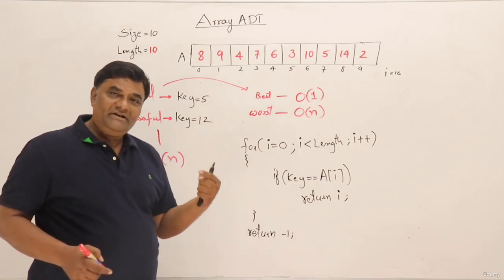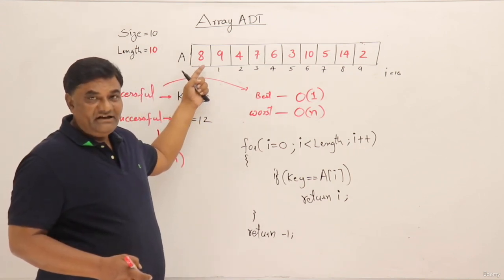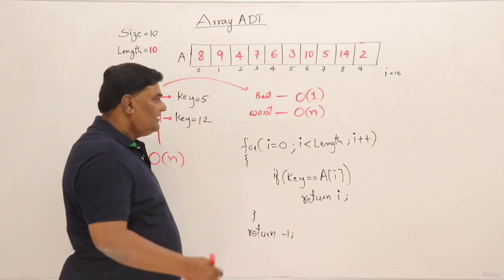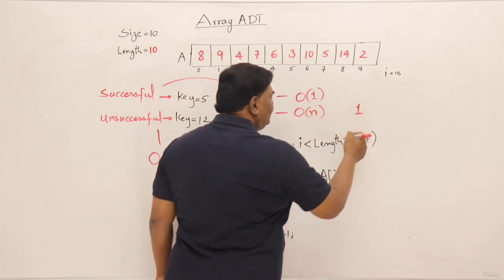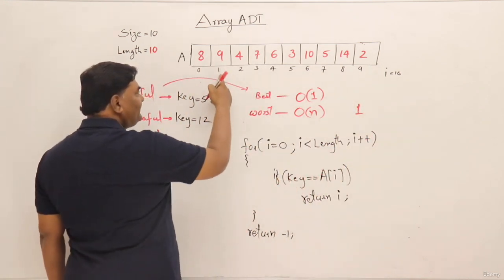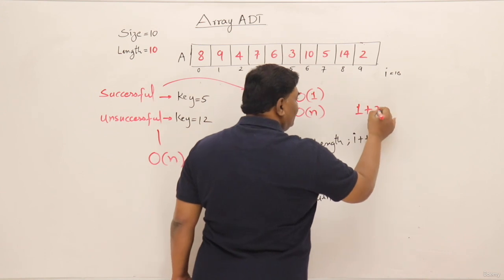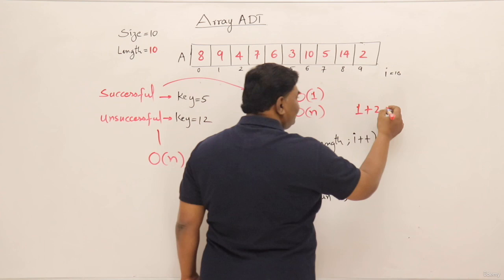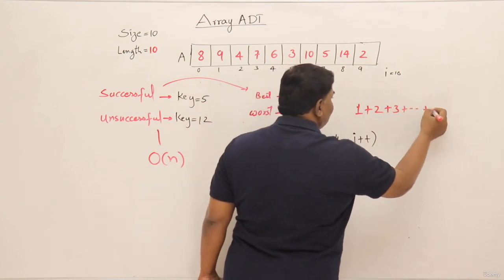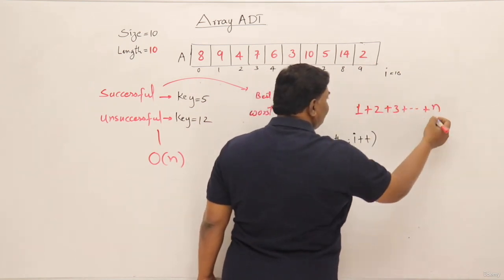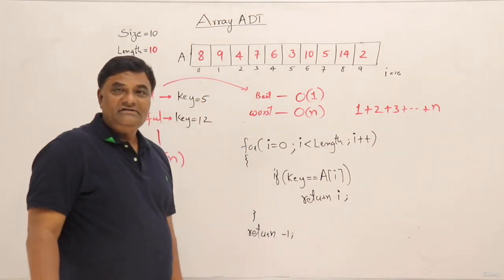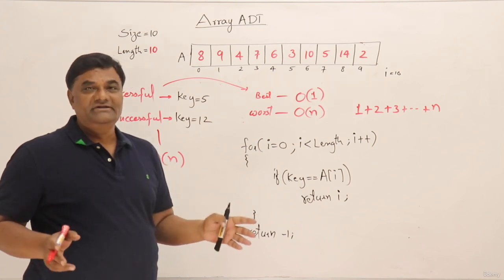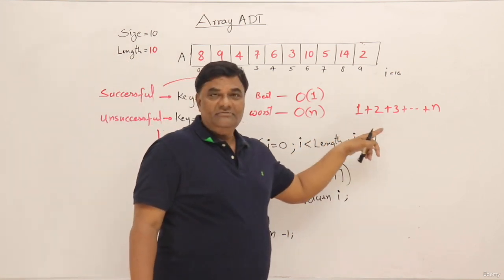Then what is the number of comparisons done for checking if the element is present? What is the number of comparisons required if you are searching for the first element? Just 1 comparison. Then what about the element at the second location, that is index 1? 2 comparisons required. If you are searching for this, it needs 3 comparisons, and so on. If you are searching for the last element, n comparisons are required. So I have taken the time taken in all possible cases, the sum of the times taken in all possible cases.